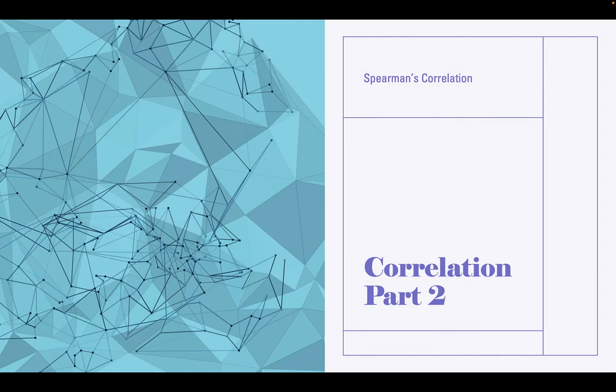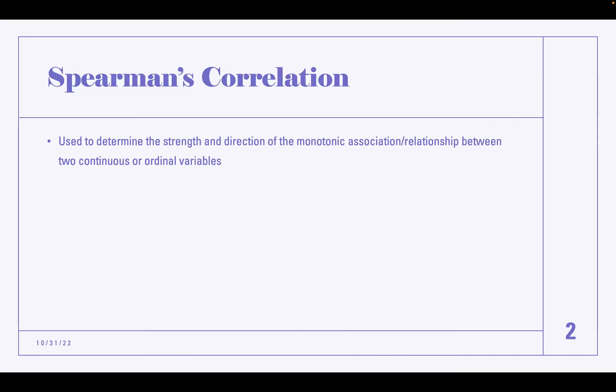Okay, welcome to part 2 of correlation, and in this lecture we're going to be talking about Spearman's correlation. All right, so what is Spearman's correlation? It is used to determine the strength and direction of the monotonic association or relationship between two continuous or ordinal variables. Okay, so how is this different than Pearson's correlation?